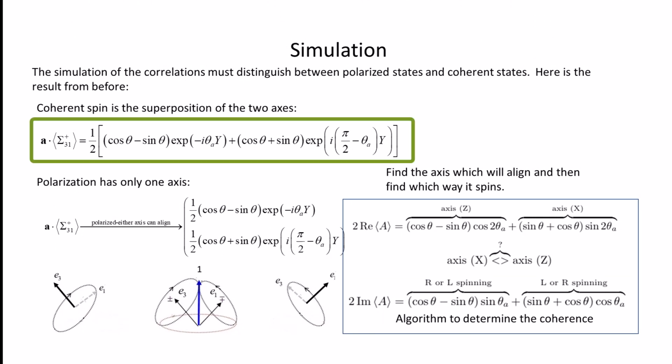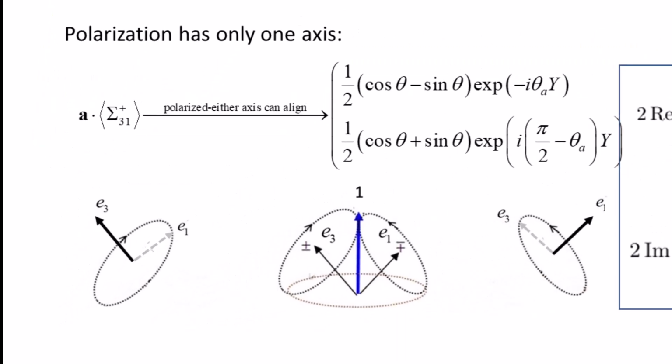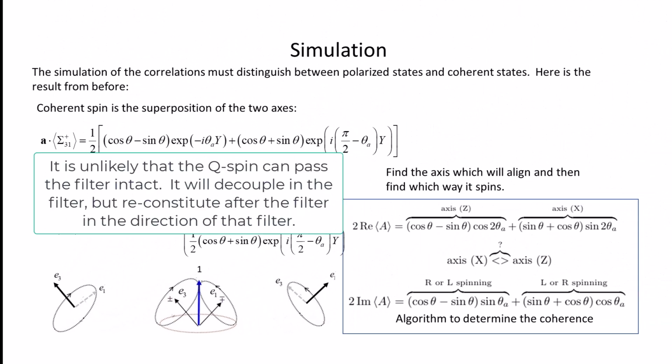For the resonant spin, we have two situations. Either the filter is offset so that E3 is closer, then we assume that axis will align with the field after the resonant spin has decoupled. If E1 is closer, then that axis will eventually align after decoupling. It is unlikely that the filter can pass the resonant spin intact without it decoupling, so we dismiss that case.